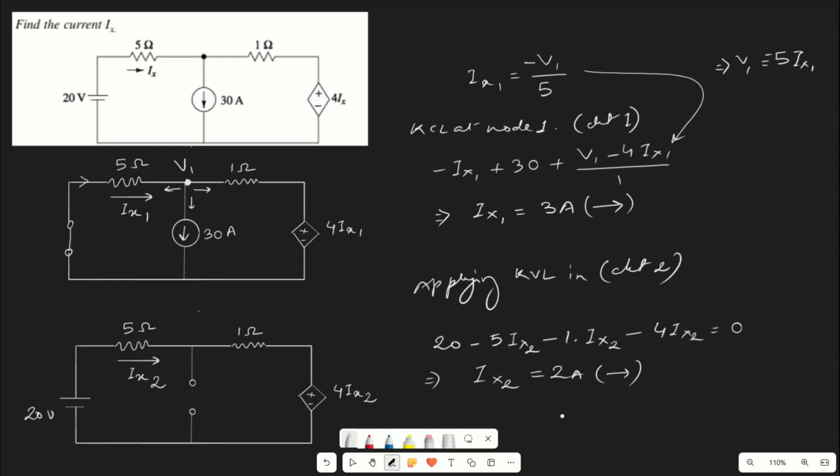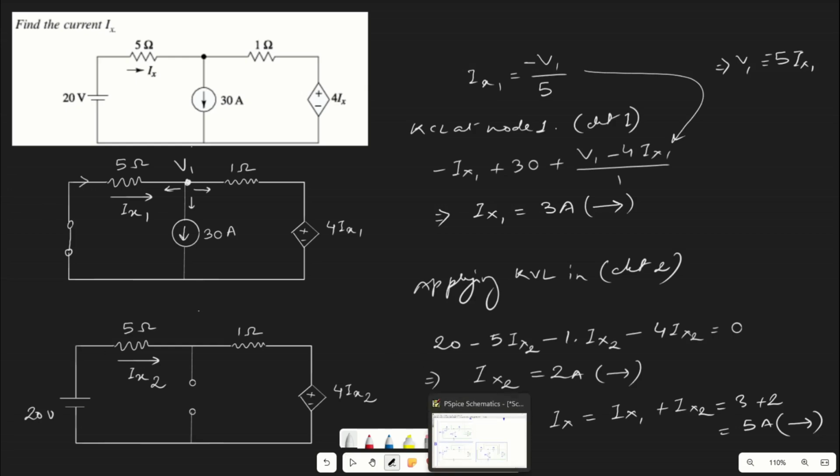Now as per superposition theorem, we know the value of the response in any branch is equal to the algebraic sum of the individual responses considering one source at a time. So it will be 3 plus 2 equals 5 ampere in the same direction, because both are in the same direction, so it will be plus. This is how we can solve a numerical containing a dependent source.